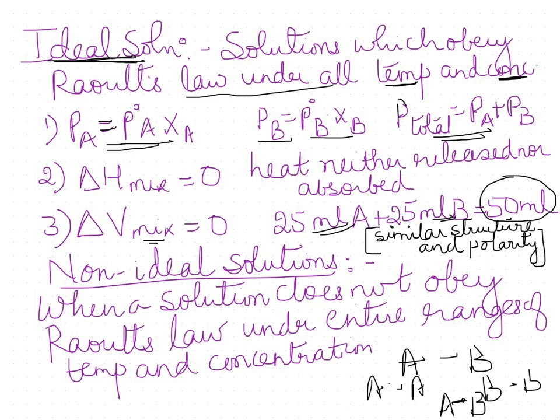So if there is a 1 mark question, what are the criteria of the two components to form an ideal solution? You can say similar structure. What do I mean when I say similar structure? Similar structure means they must have at least a similar atomic size or atomic radii, and polarity. What does polarity mean? The molecular interaction between AA and BB must be equal to AB. It should all be similar or same. So all those substances which are having similar structure and polarity, when mixed together, form an ideal solution. And what are the conditions? PA is equal to P0A into XA, PB is equal to P0B into XB, and P total is this. Delta H mixing is equal to 0, delta V mixing is equal to 0.